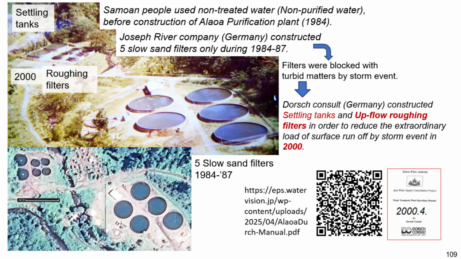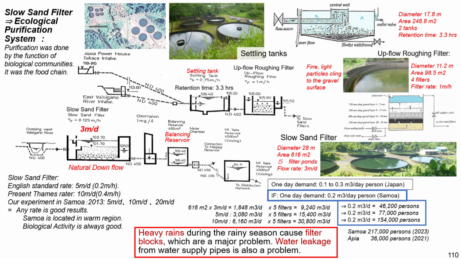However, the filters were blocked with turbid matter by storm events. The consultant constructed settling tanks and upflow roughing filters in 2000 in order to reduce the extraordinary load of surface runoff from storm events. The designs of the settling tank and upflow roughing filter are good. URF is a recent technology for reducing turbid matter load. However, the capacity is too small against heavy storm events in a tropical region.